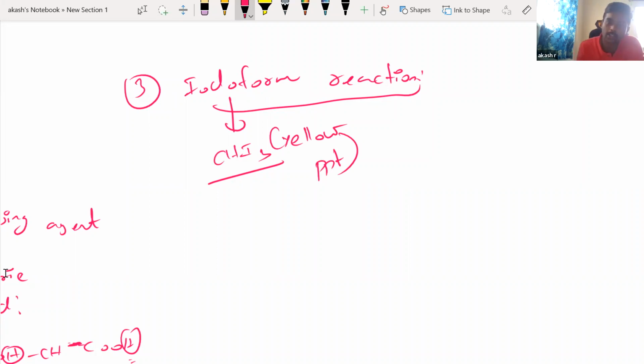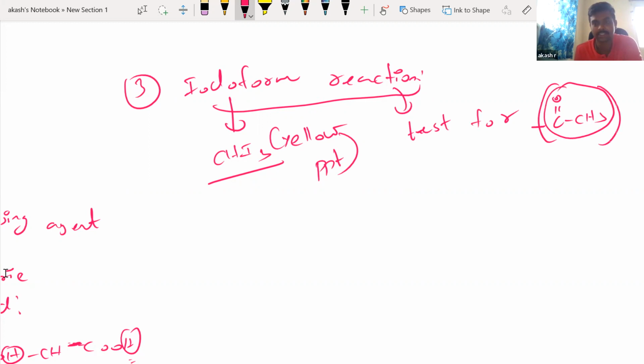This can also be used as a test, not only for aldehydes, but for this particular chunk: CO, CH3. Obviously, another bond is there. So if you have the functionality C double bond O, and to that C double bond O a methyl group is attached, only those kinds of aldehydes and ketones can give this test, that is the iodoform reaction test.